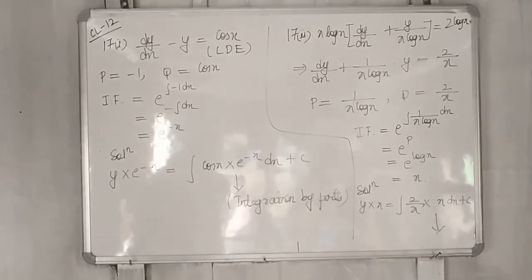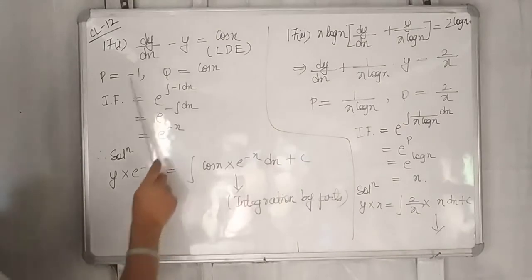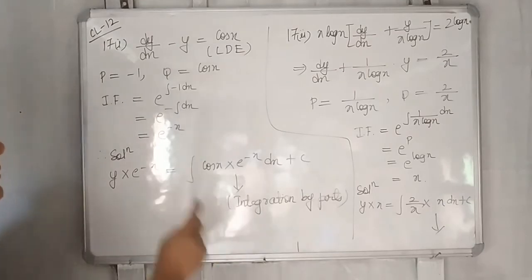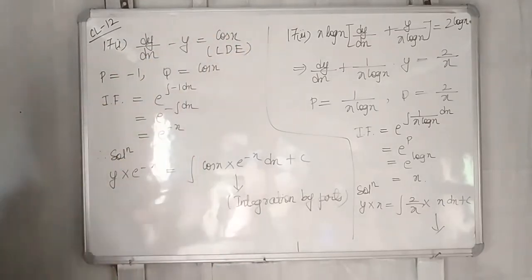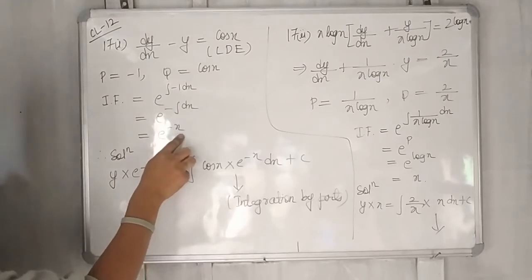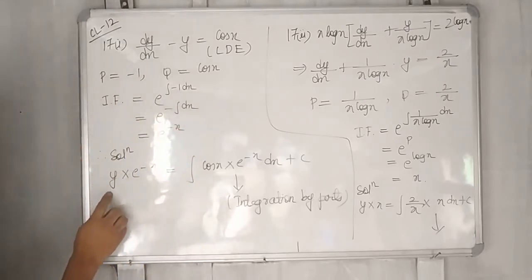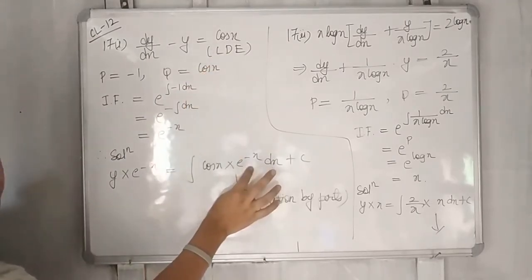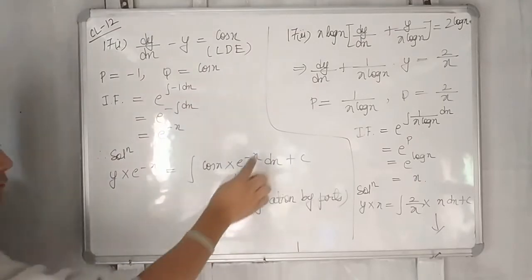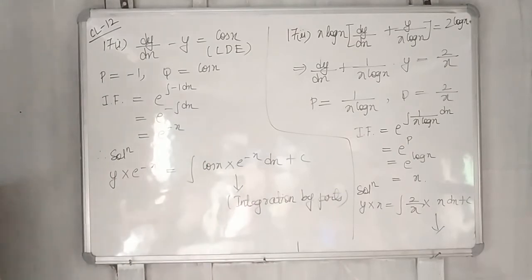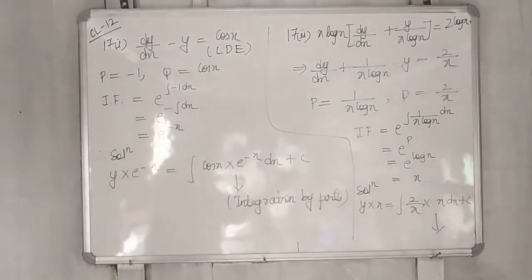Alright dear students, so let us start with number 17 part 1. Number 17 part 1 and 17 part 2, half I've done and the last portions you'll do it yourself. So 17 part 1, it's already in LDE where p is minus 1, q is cos x. So integrating factor will be e to the power integration of minus 1 dx, that is e to the power minus x. So its solution will be given by y into integrating factor is equal to integration q into integrating factor plus c. So here we have to use integration by parts and you can simplify it yourself. Okay, so this you'll do yourself. Please pause the video and note it down.